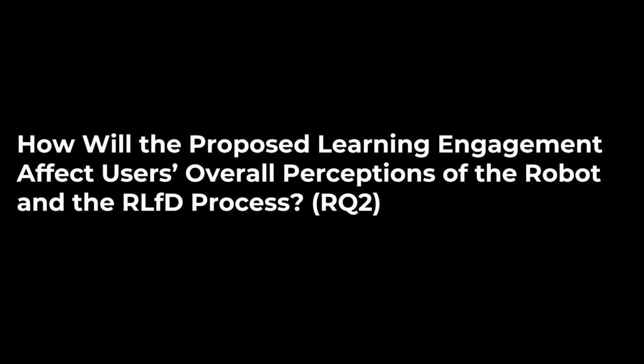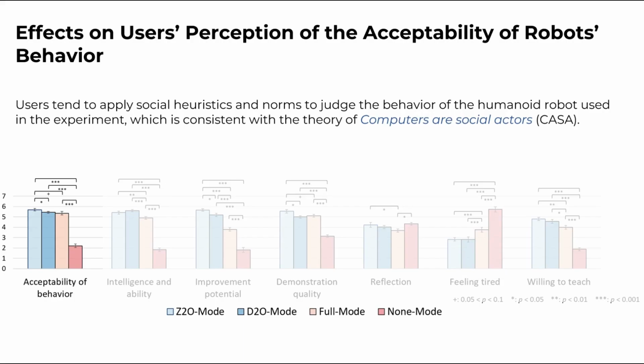Now let's explore the second research question. Here, to save time, I will pick some findings to show. First, participants generally approved of robots' behaviors in Z2O, D2O, and full modes because they could receive meaningful feedback from robot learners. Qualitative analysis shows that users tend to apply social heuristics and norms to judge the behavior of robots, which is consistent with the theory of computers are social actors.